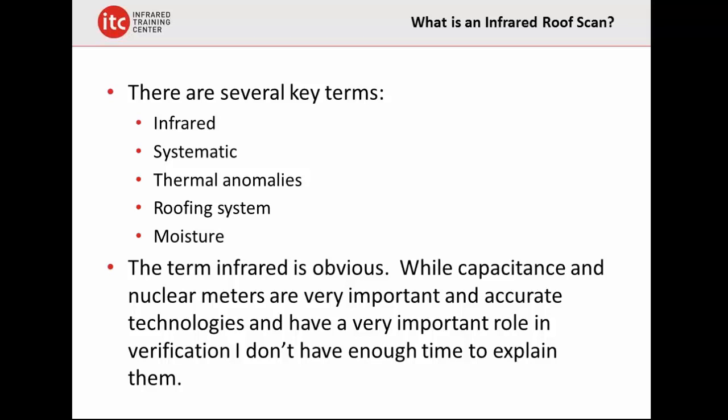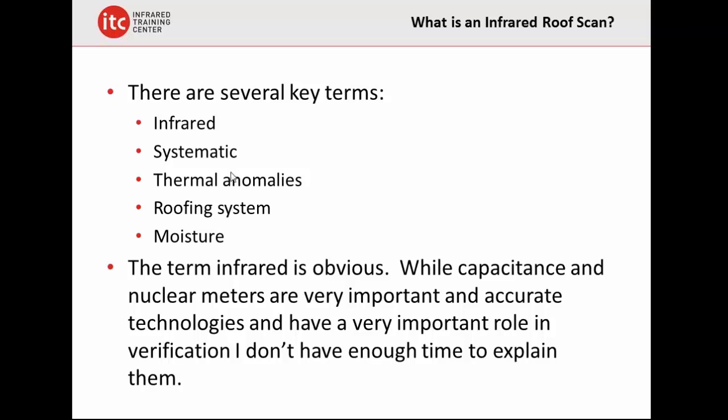Capacitance meters work fantastic, except on the black EPDM roofs, because the black EPDM is electrically conductive. It has carbon in it. And they would work on pretty much every other roof, of course, except the metal roof. And so there are some limitations to those. So we're talking here about infrared.